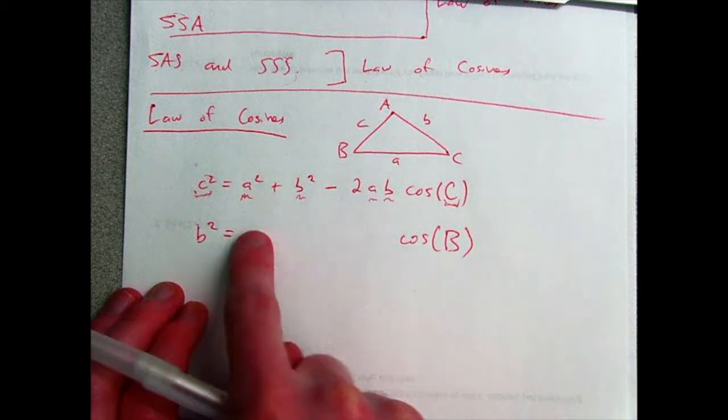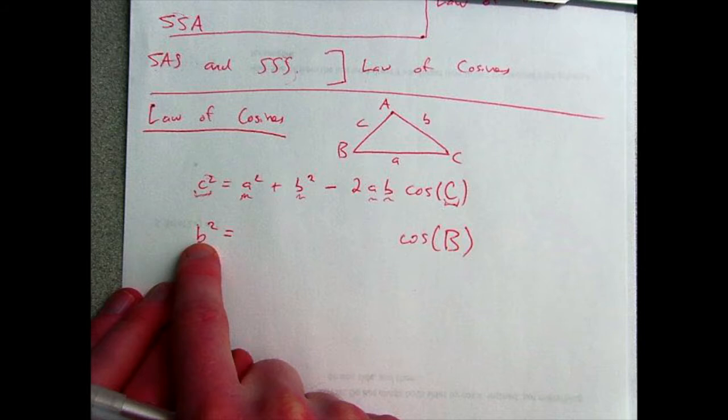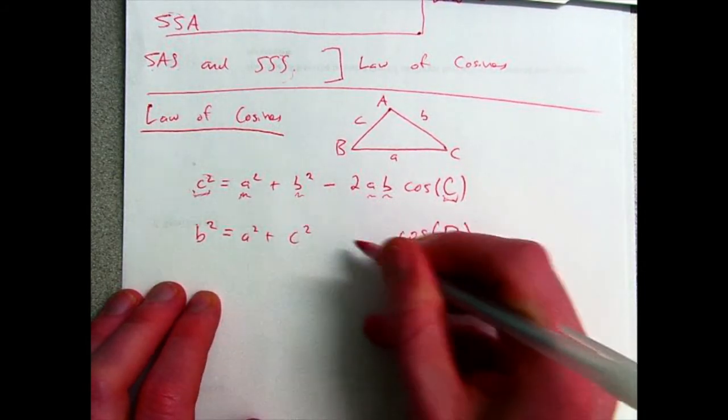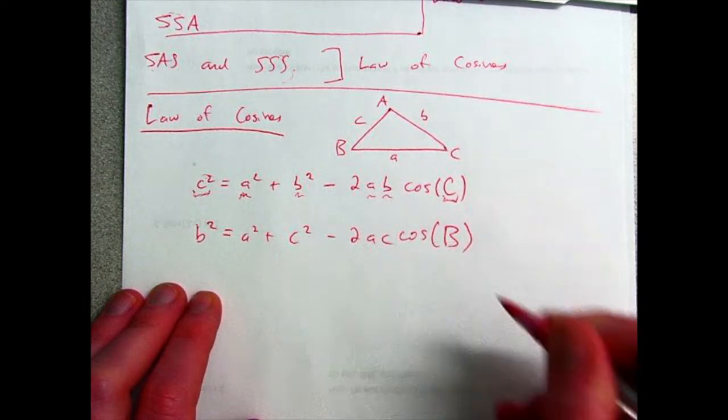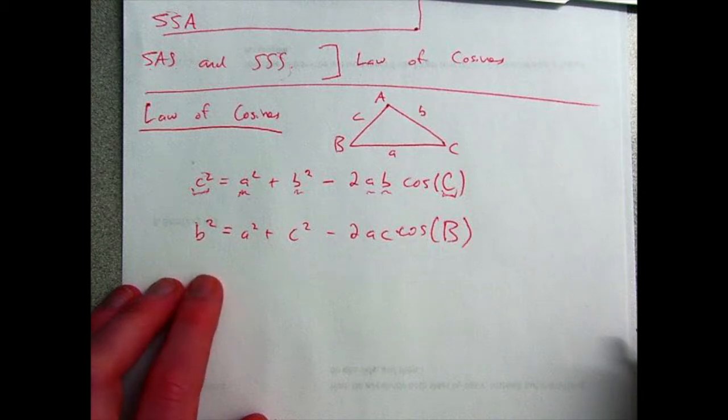Similarly, the sides which appear here are going to be the sides other than this one. In other words, they're going to be little a and little c. So I can write a squared plus c squared minus 2ac times cosine of b, right? And that's another way of writing the law of cosines.